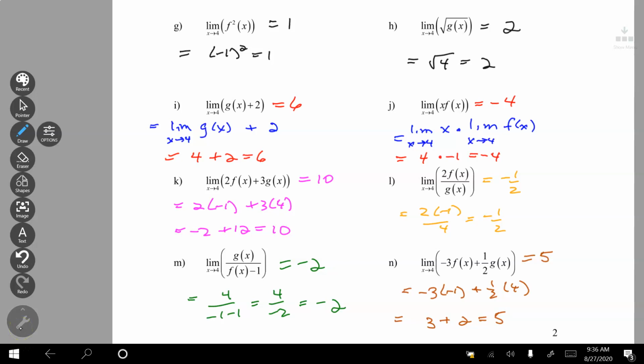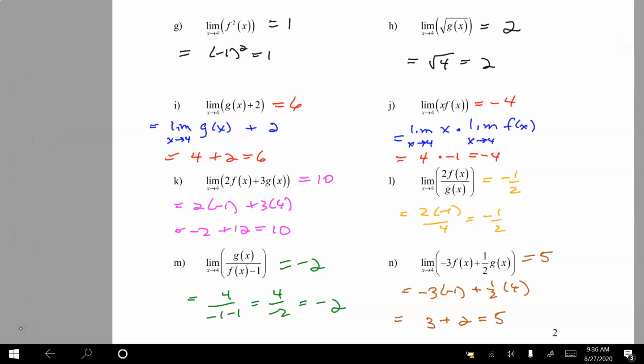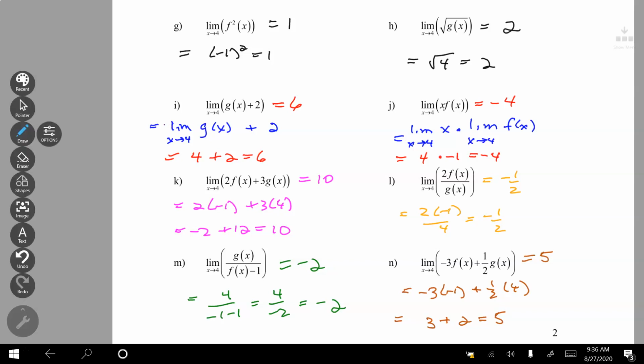Okay, I went through examples G through N. G is very easy. Just take the limit of f, which is negative 1, and square it. H is pretty easy. Take the limit of g, which is 4, and take the square root of it. I is a little bit different, so I did write it out. First part was really the limit of g, and then just adding the 2 at the end. So the limit of g was 4 plus 2 is now 6.